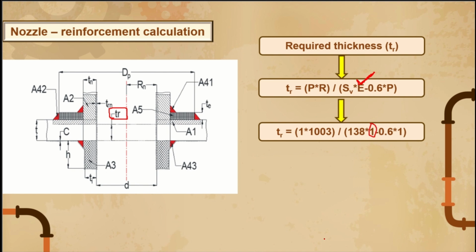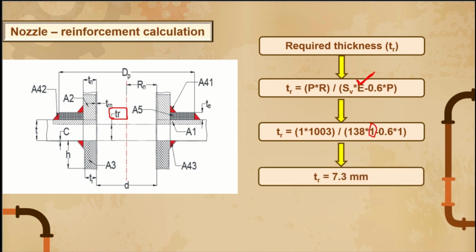So P is equal to 1, the internal design pressure. R is 1003, S is equal to 138, E is equal to 1, minus 0.6 into the internal design pressure, which is 1 megapascal. If you calculate this value, you will get the required thickness for shell as 7.3. This is without corrosion. We are not considering the corrosion allowance, guys, because we need to do it for the worst case scenario. That's why I'm not considering that 3 mm as corrosion allowance.